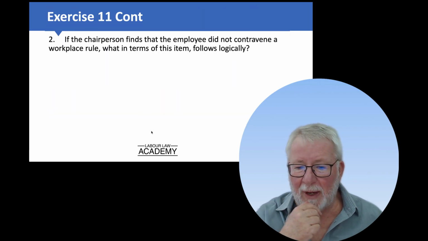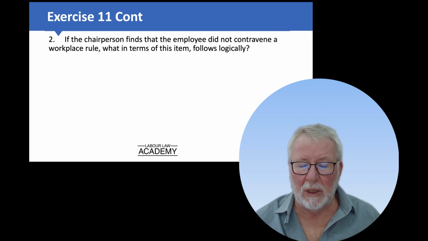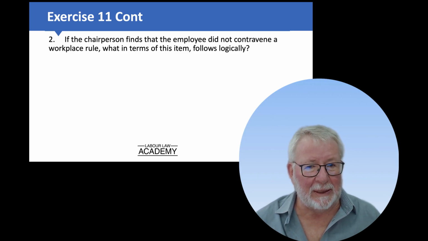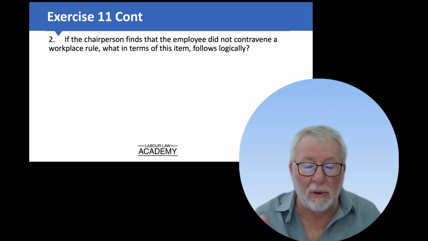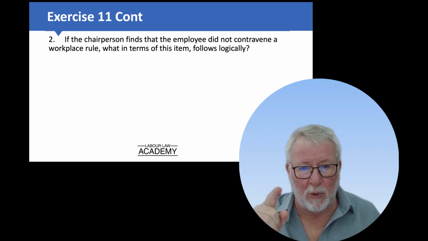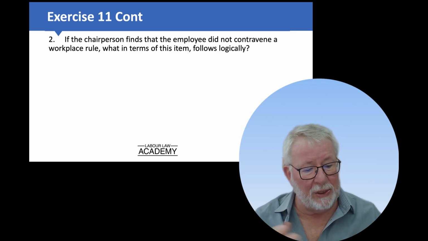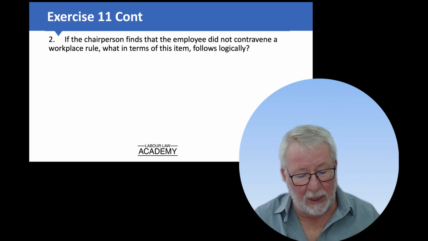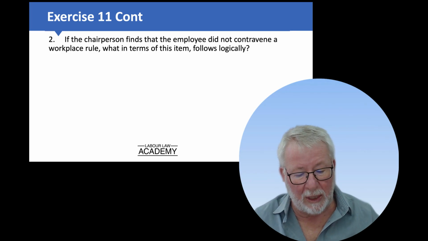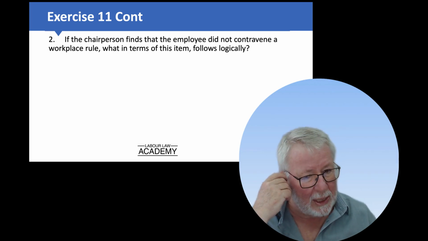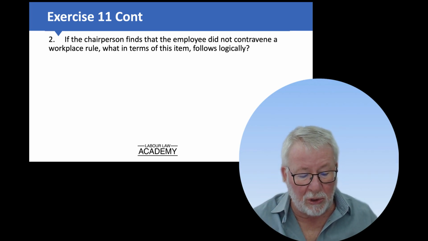If the chairperson finds the employee did not contravene a workplace rule, what in terms of this item follows logically? Think about it. You've got to find the rule and then ask, has he contravened the rule? And the section says, let's read it together, whether or not the employee contravened a rule or standard regulating conduct in or of relevance to the workplace, and if the rule or standard was contravened, whether or not. So logically, because it says if it was contravened, whether or not.